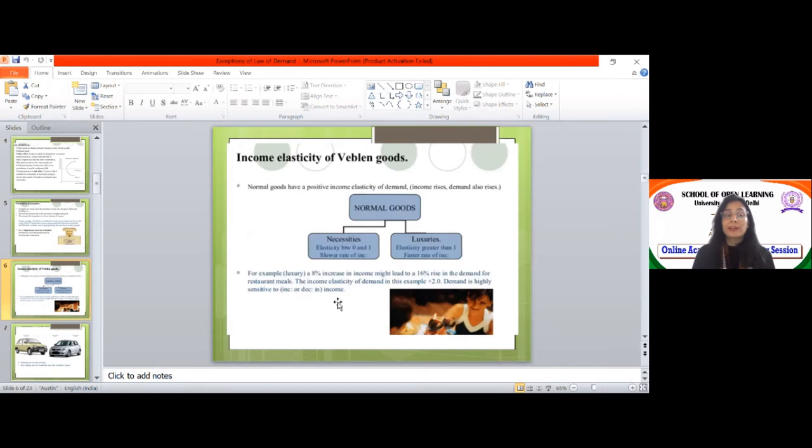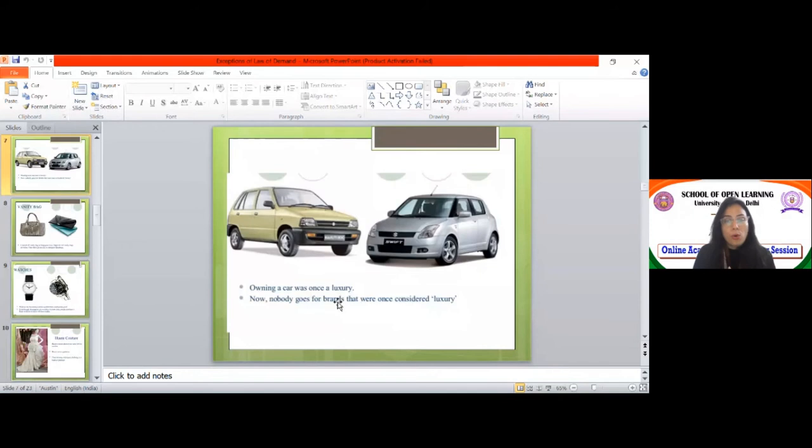So here, when we are talking about the luxury, maybe whatever the item it is or luxury service it is, we will try to have more of that luxury. So as our income increases by like 10%, maybe our demand for the luxury will be much higher than 10%. So that means income elasticity of Veblen goods are very high. Suppose karo, owning a car was once a luxury. Now nobody gets for brands and were once considered luxury. So sometimes even that changes.